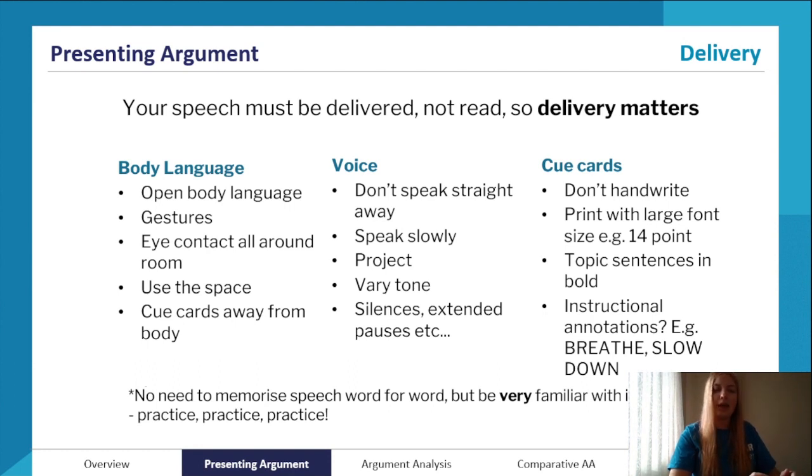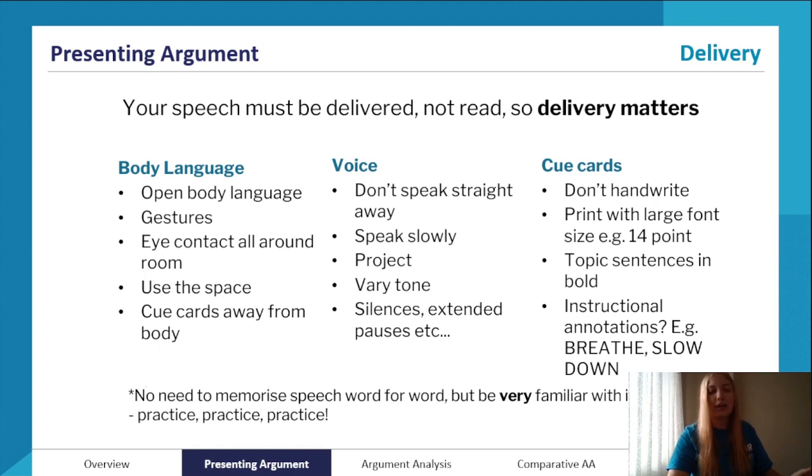So in terms of body language, really important that we have open body language. So stand up straight, have a good posture. Don't look kind of curled into yourself and anxious. Look confident on the day. Look relaxed and confident. Gestures, so obviously don't stand stiff in place. Don't be afraid to move your hands around and gesture throughout your oral for some more impact.